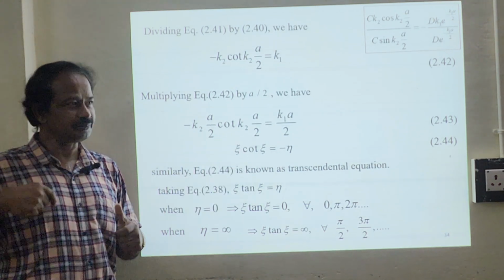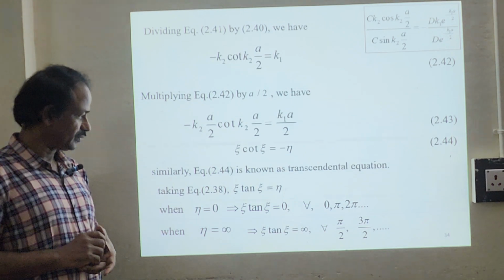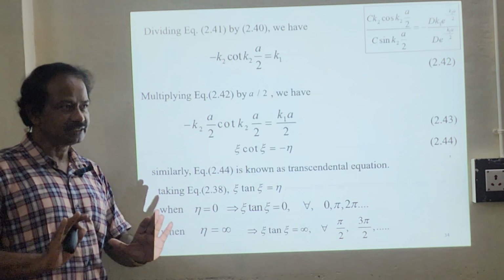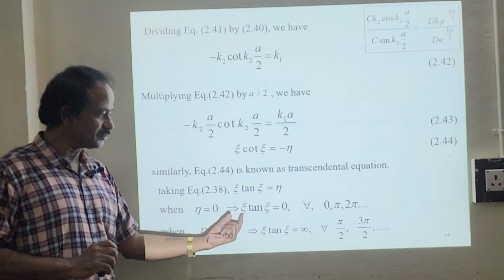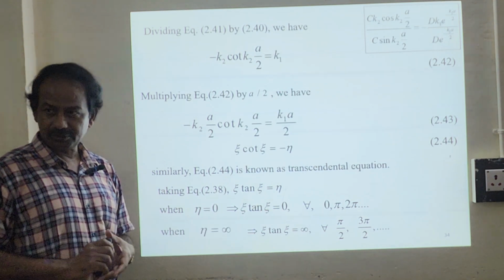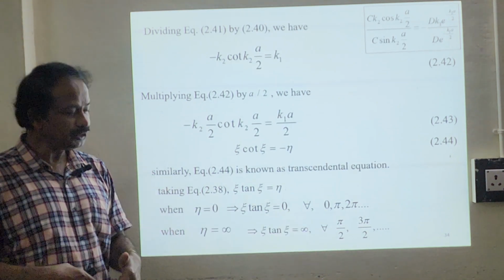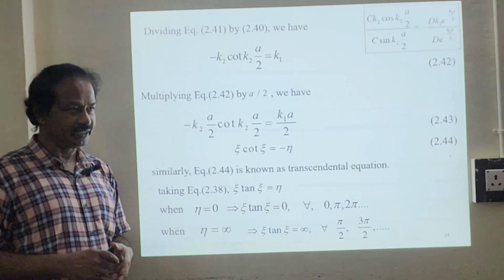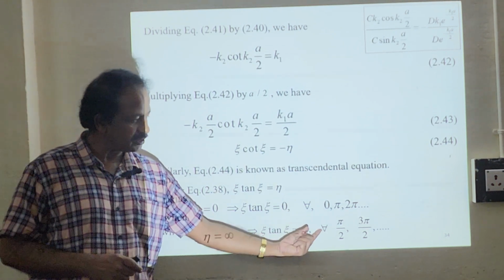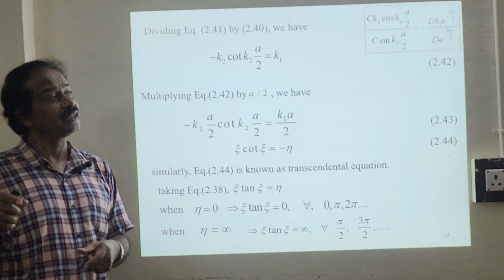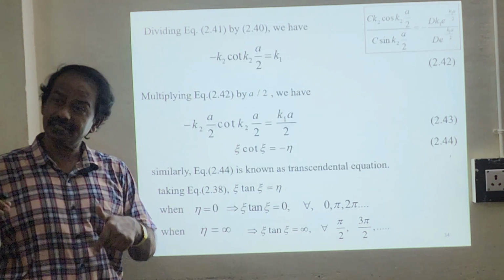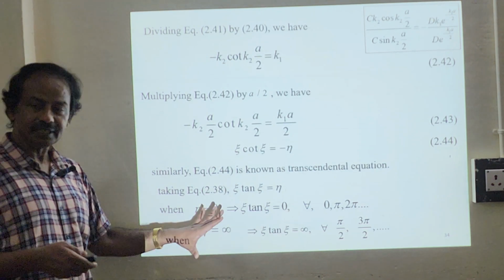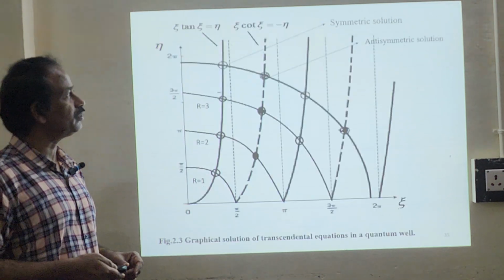Now we have two things, symmetric solution and antisymmetric solution. Now we just take this one, when eta equals 0. So this becomes xi tan xi equal to 0, for the values 0, pi, 2 pi. Similarly when eta equals infinity, for the values of pi by 2, because tan pi by 2, tan 90 is infinity, tan 3 pi by 2 is also infinity. So these conditions will be satisfied for this equation. We know this already, just remember this one, we are going to look into it.